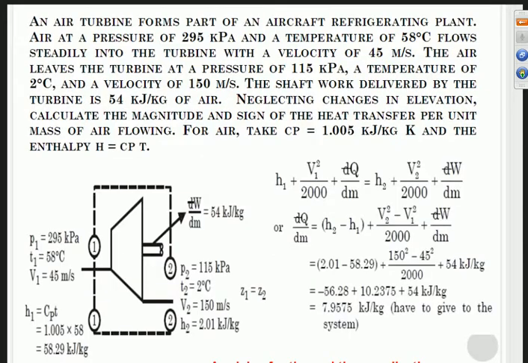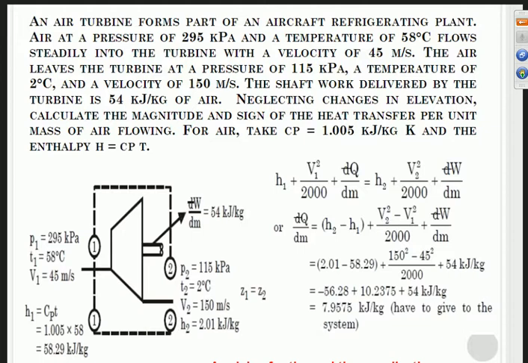Take one more example. An air turbine forms part of an aircraft refrigerating plant. We are integrating refrigeration and aircraft also. Air at a pressure of 295 kilopascal and a temperature of 58 degrees centigrade flows steadily into the turbine with a velocity of 45 meters per second. The air leaves the turbine at a pressure of 115 kilopascal, a temperature of 2 degrees C and a velocity of 150 meters per second. The shaft work delivered by the turbine is 54 kilojoule per kg of air.